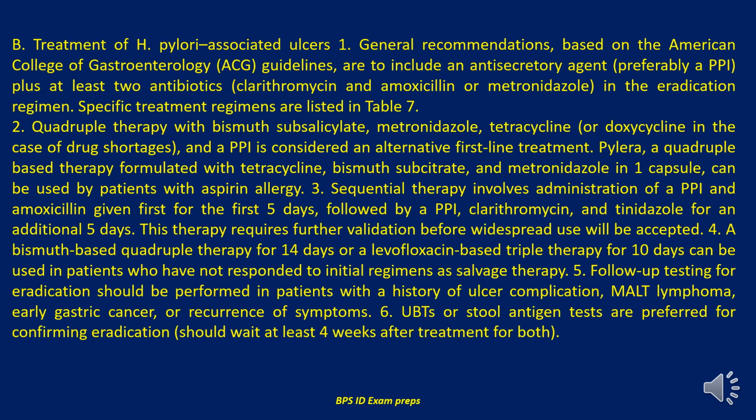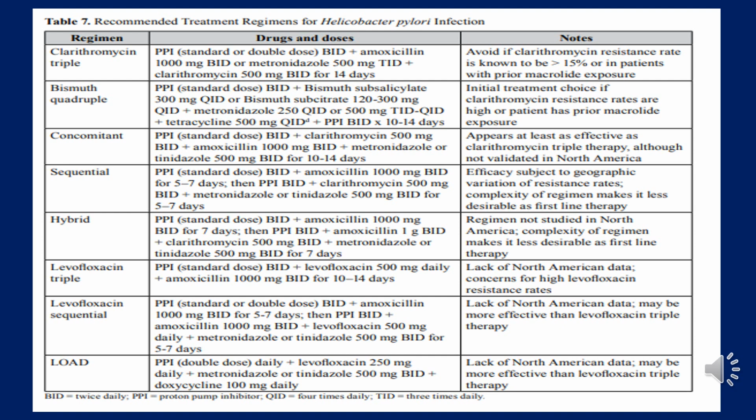5. Follow-up testing for eradication should be performed in patients with a history of ulcer complication, MALT lymphoma, early gastric cancer, or recurrence of symptoms. 6. UBTs, or stool antigen tests, are preferred for confirming eradication. We should wait at least 4 weeks after treatment for both. Briefly pause the video and carefully scrutinize Table 7 summarizing recommended treatment regimens for Helicobacter pylori infection.